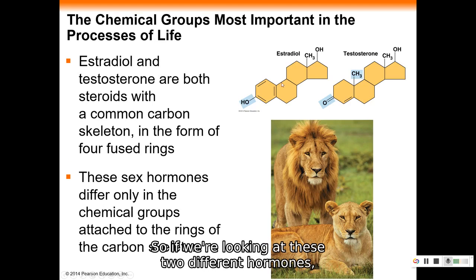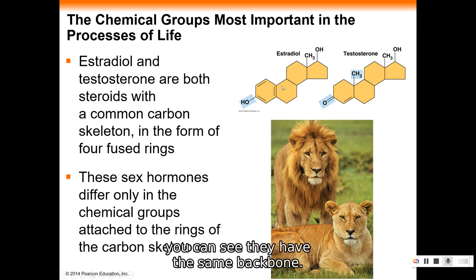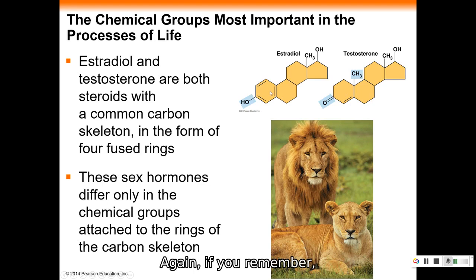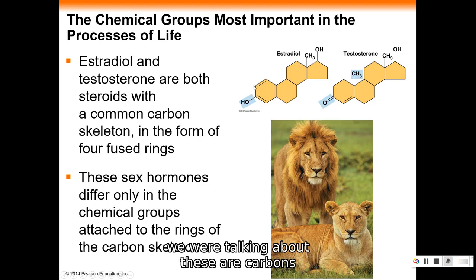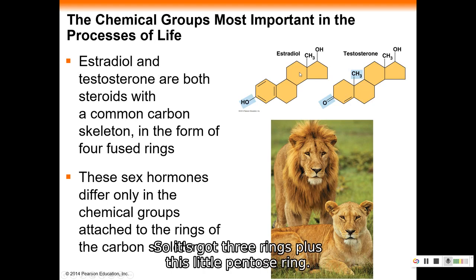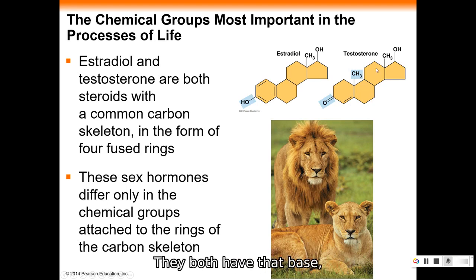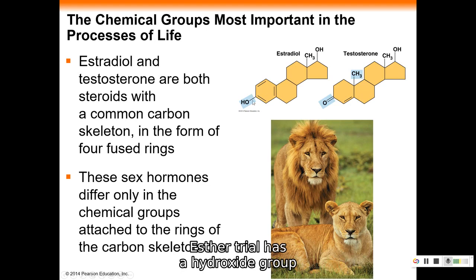If we are looking at these two different hormones, estradiol and testosterone, you can see they have the same backbone. Again, if you remember, these are carbons at each point, and you fill in hydrogens. So it's got 3 rings plus this little pentose ring. They both have that base. They both have this methyl group and hydroxide group up here. But here, estradiol has a hydroxide group where this carbon on testosterone has a double bond to an O. And here, testosterone has a methyl group where estradiol does not.